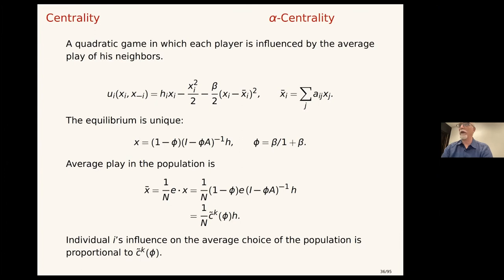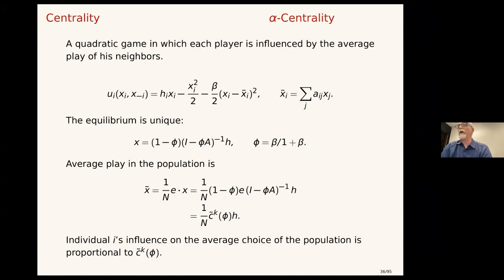This is the game. So now you can see what the effect of this is going to be. Everybody has their own h_i. If everybody were maximizing on their own, they would just choose h_i and that would be it. But now everybody's going to be pulled in the direction of their h_i, but they're also going to be pulled in the direction of where everybody else is, right? Because of this average term.